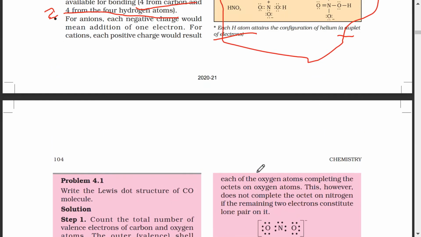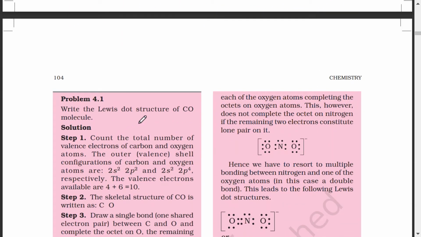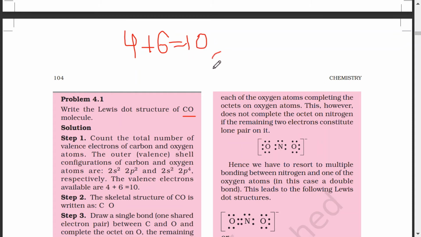Now, what is this problem saying? Write the Lewis dot structure of CO. How can we write the CO Lewis structure? How many electrons does carbon have? Carbon has 4 outermost electrons, plus oxygen has 6 because atomic number 8 minus 2 is 6, which gives us a total of 10 electrons. Now when carbon and oxygen form this bond, 2 electrons are already used here, so how many are left? 8 electrons are left.